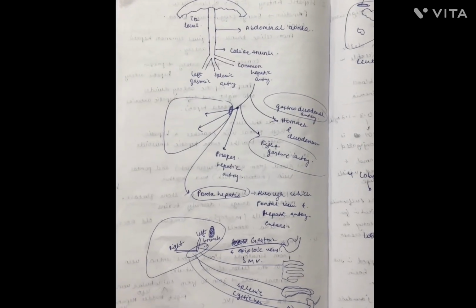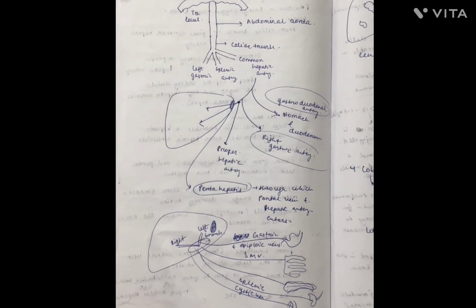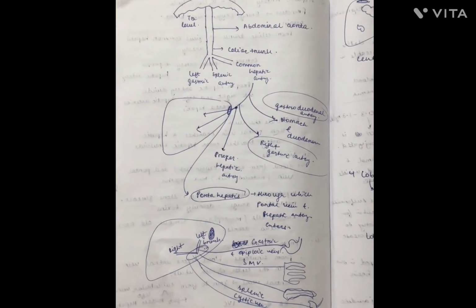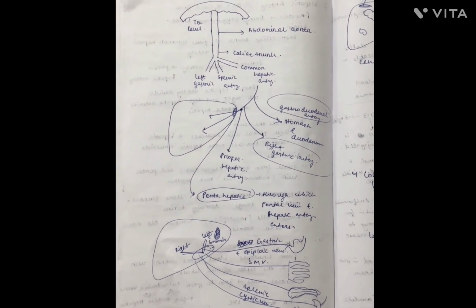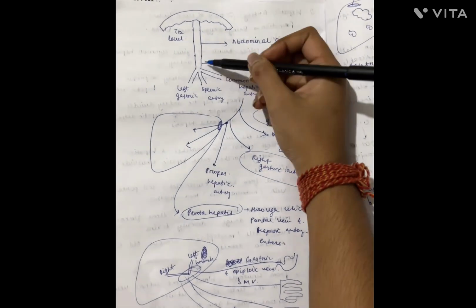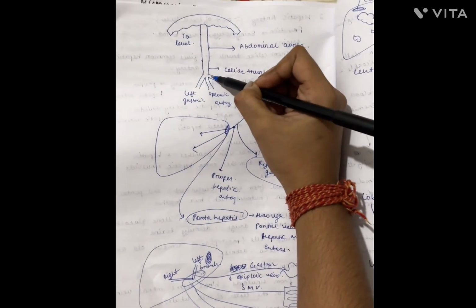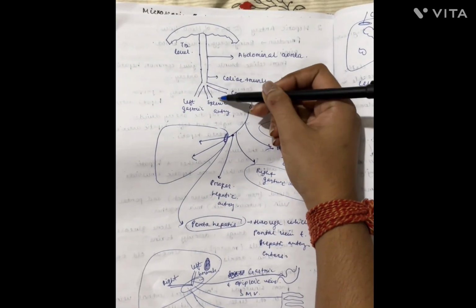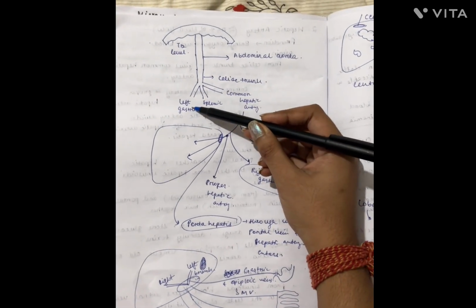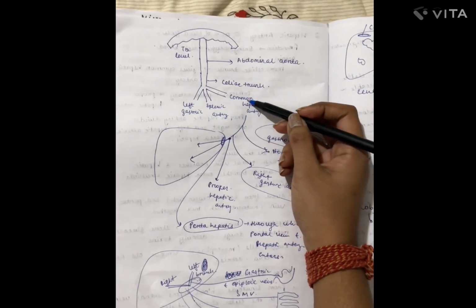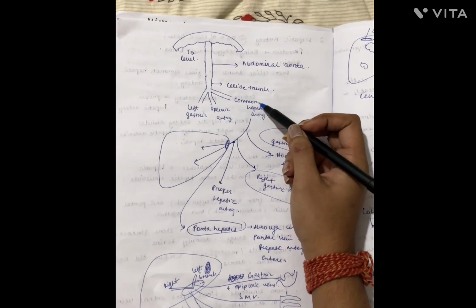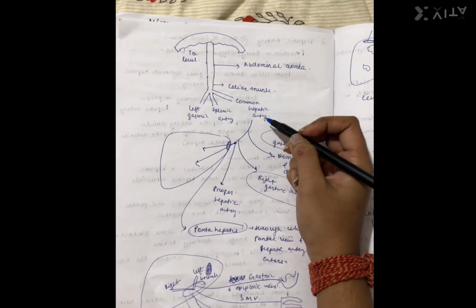So this is the diagram which I have made to clearly understand the topic. I know it's very rough but still. The celiac trunk gives off three main branches. Here is the abdominal aorta, which gives the celiac trunk. Then the celiac trunk divides into three branches, that is the left gastric artery, splenic artery and common hepatic artery. Now we will not discuss these two. We will only focus on the common hepatic artery.